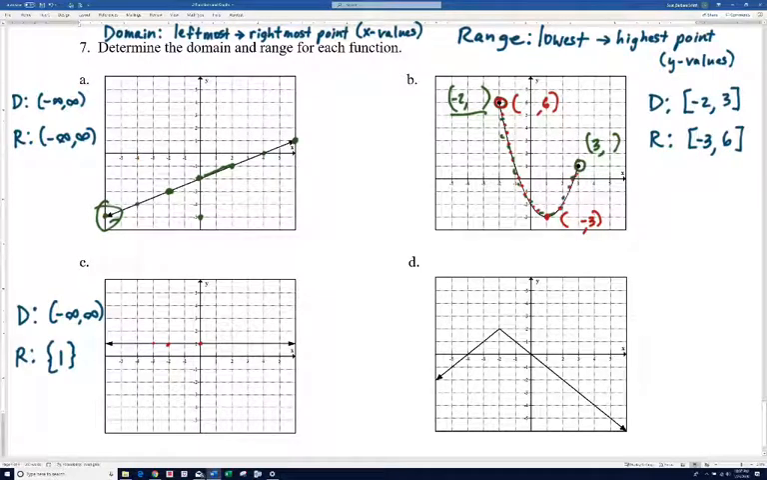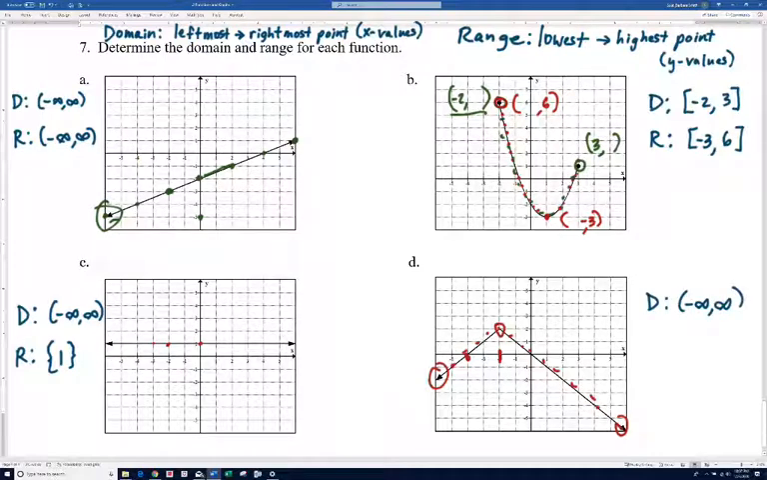On D, the domain is all real numbers. Notice there is no left or rightmost point, and we're hitting every point in between. If you look at all the points on this graph, x could be anything. Like when x is -2, you're right here at this point. X is -4, you're right here. This point, every point on this graph, we're going to hit every x value. The domain is all real numbers.